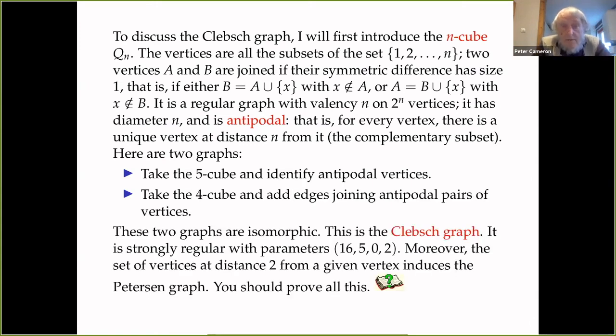And here's another one. Take the 4-cube. This is a graph on 16 vertices with valency 4, but now I put in extra edges. I take the antipodal pairs in this graph and I join them by edges. So each vertex is joined just to its 4 neighbors in the original cube and to the antipodal vertex. It turns out you can show these two graphs are actually isomorphic, and this is the Clebsch graph. It's strongly regular with these parameters, (16, 5, 0, 2), no triangles. And if you take either of these definitions and look at the vertices at distance 2 from a given vertex, you will find a copy of the Petersen graph.